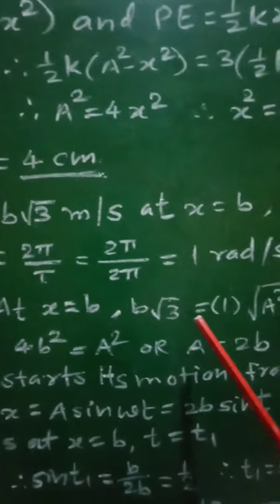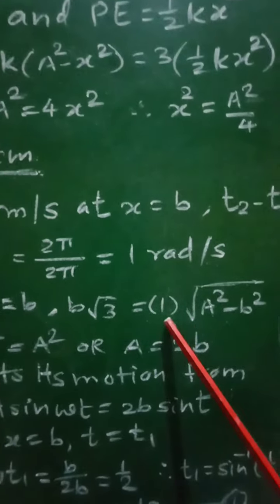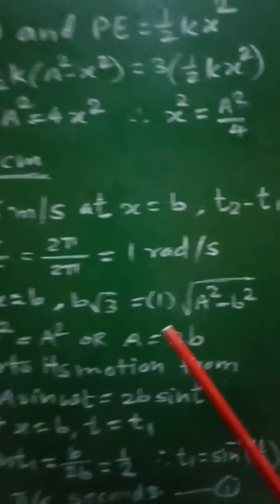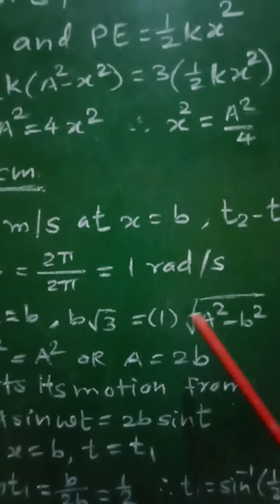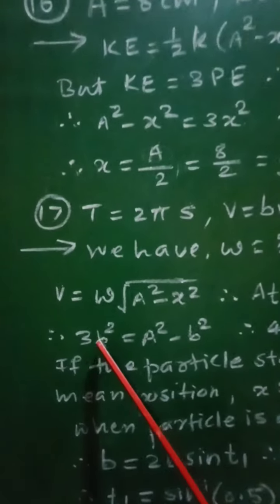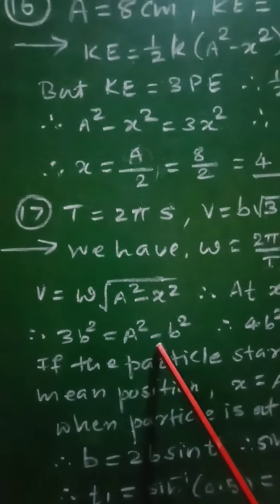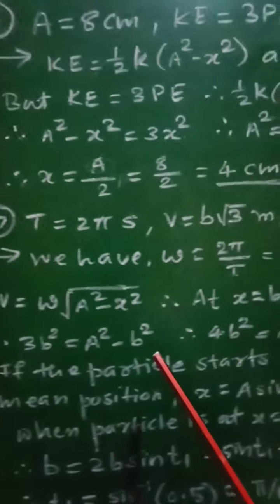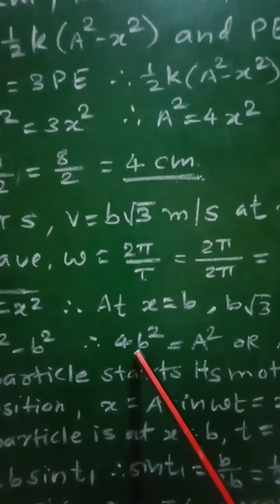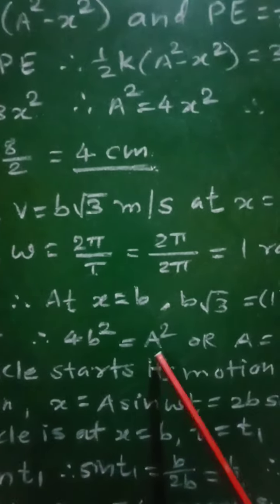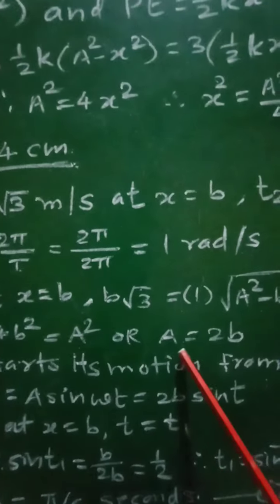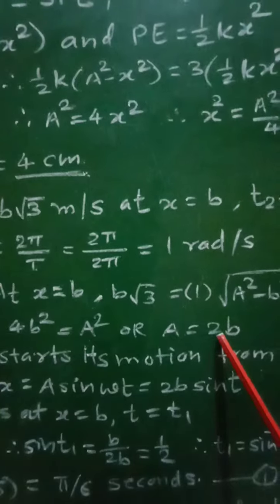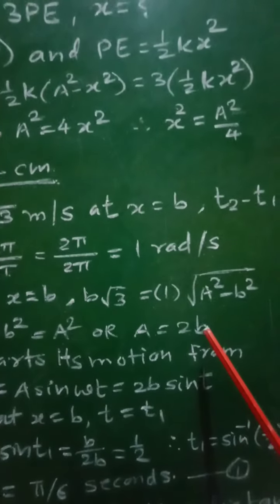and therefore b root 3 equal to omega, that is 1, into root a square minus b square, as x equal to b. Squaring on both sides, we get 3b square equal to a square minus b square. Then 3b square plus b square will be equal to a square, that is 4b square equal to a square, or a will be equal to 2b, that is amplitude equal to 2b.